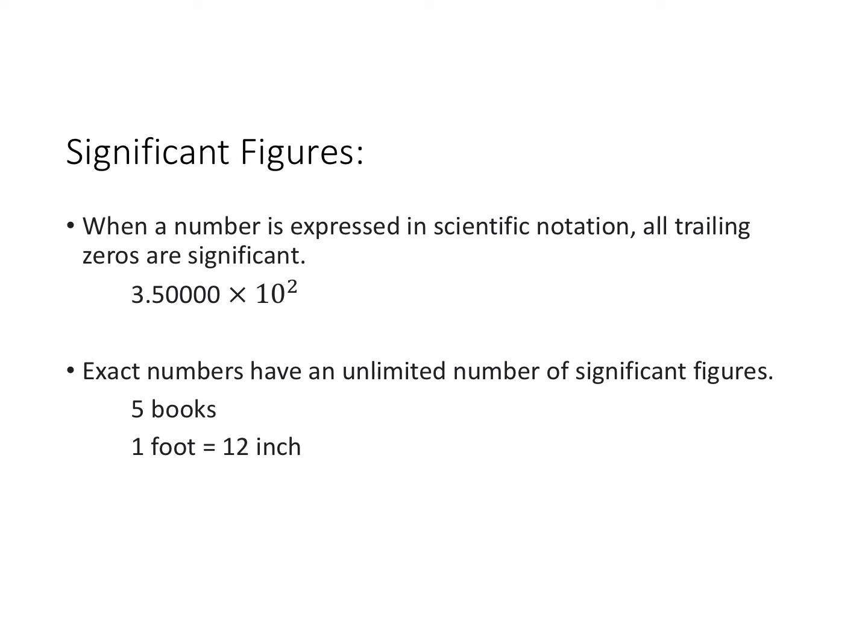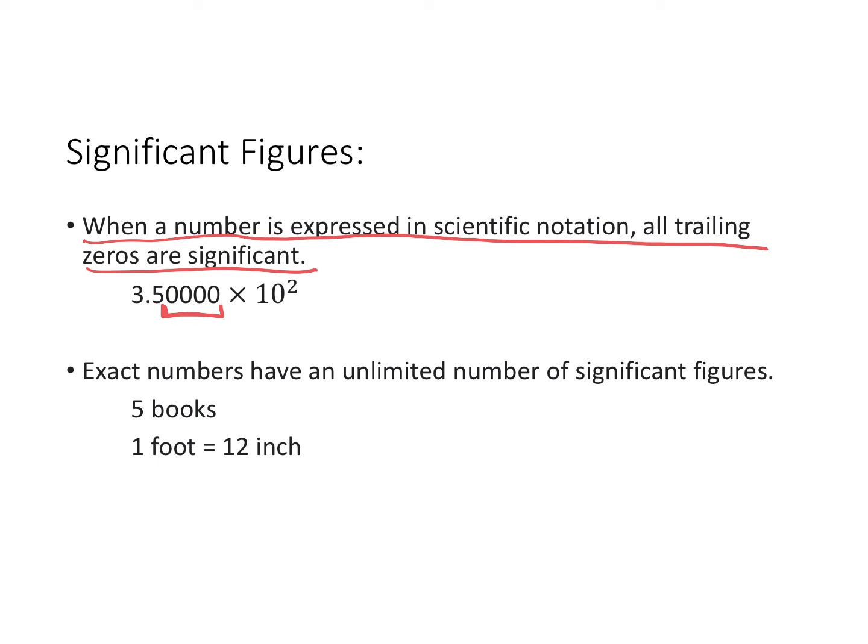So these are some rules, and I'm going to ask them as true or false in your homework, quiz, exam, any materials that I'll post. When a number is expressed in scientific notation, all trailing zeros are significant. We just saw the previous example, right? If I have 3.50 multiplied by 10 to the power of 2, that zero is significant. It means that we measured that quantity with that much precision. So here, all these trailing zeros are significant.